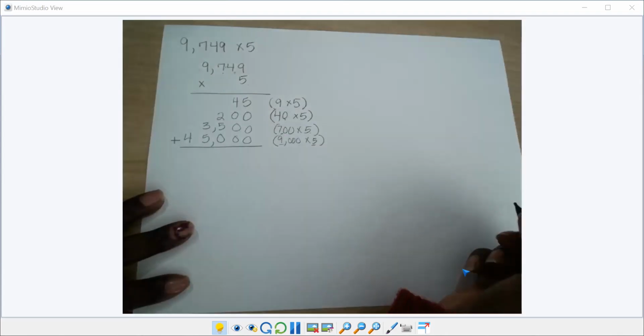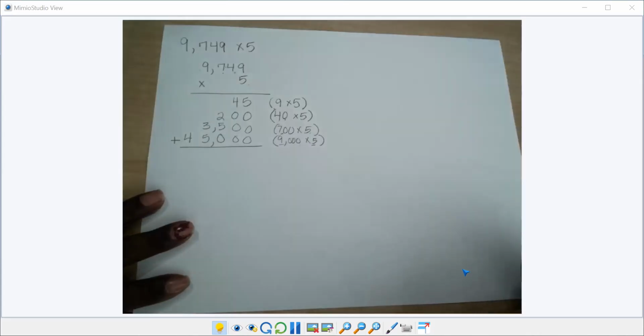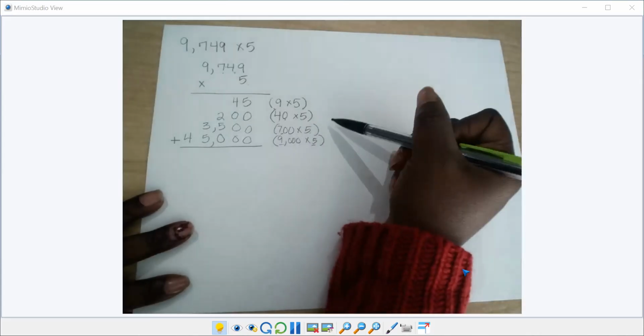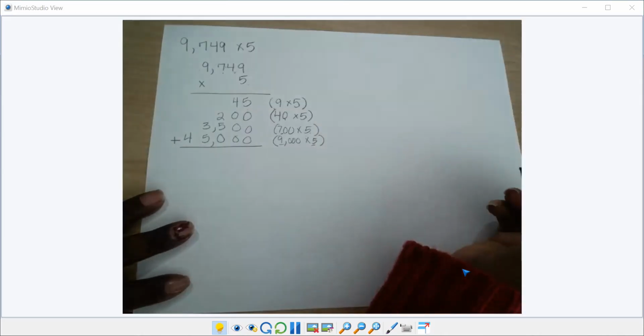Please be sure to put your plus sign and your multiplication sign so that we can understand. You must also have your values here so that you are organized to solve the problem.